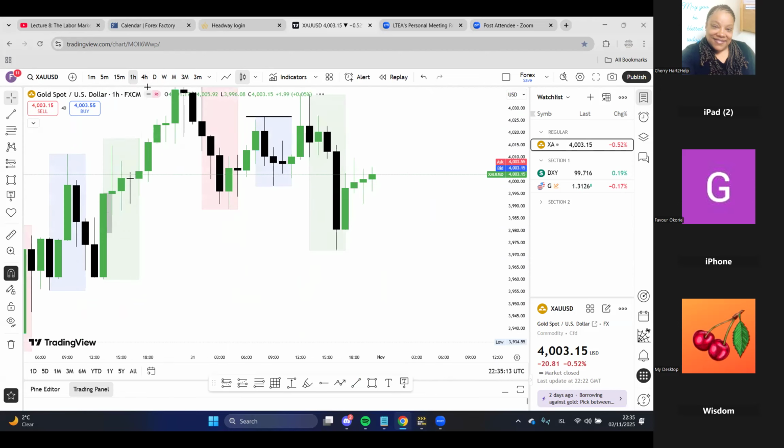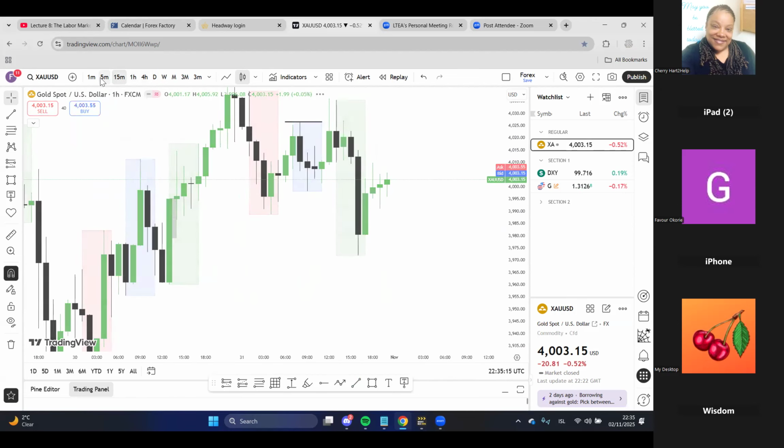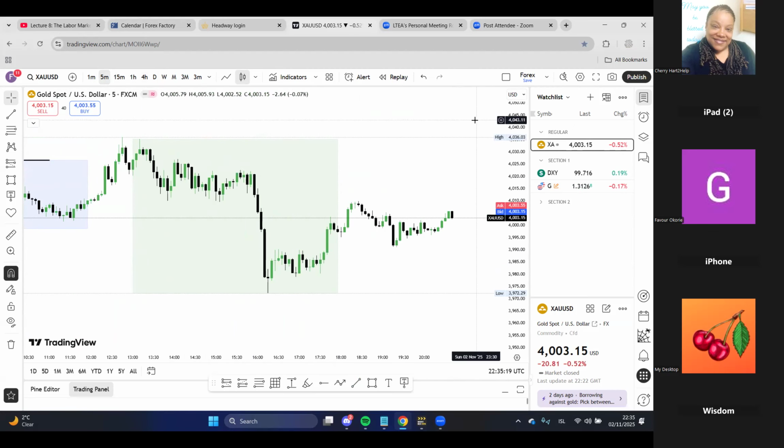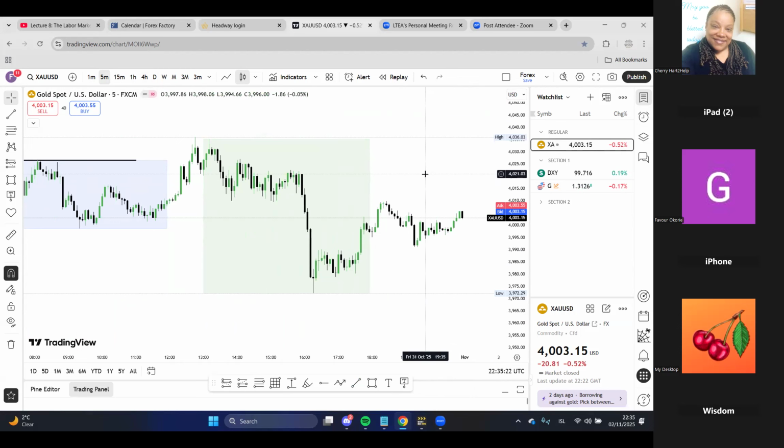Just like if you have a 1 hour candle and your 15 minutes, that 1 hour candle must have done something that will guarantee your trade to continue playing out in that direction. I don't know if you guys understand what I'm saying. Do you guys understand what I'm saying? Yes.